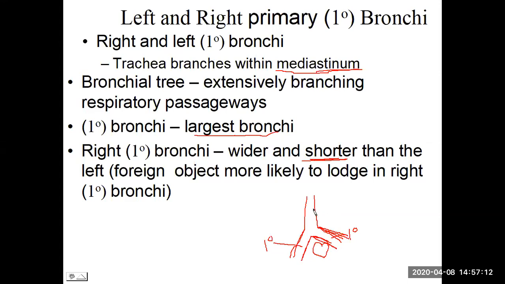So given that asymmetry, if we do happen to swallow something down so far, it'll more likely get lodged in the right side, which is a bigger tube, and again, at a steeper angle. And it's from here that the analogy of a tree comes from, because after the primary bronchi, it's going to branch again. The next branches are called secondary bronchi, and the branching is just going to continue, similar to the tree analogy.